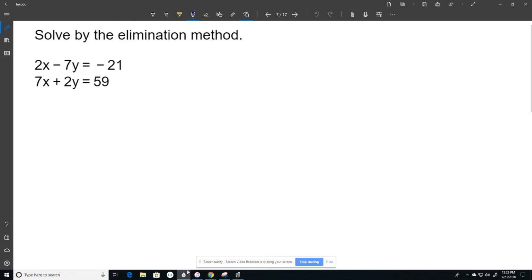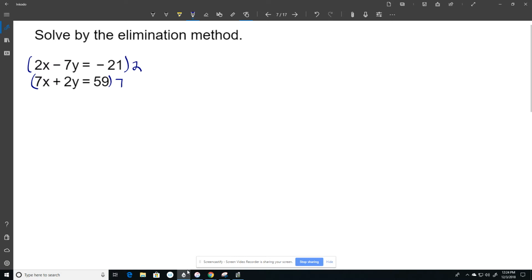All right, number 7. Solve by the elimination method. 2x minus 7y equals -21. 7x plus 2y equals 59. The problem with eliminating this time is that my x's don't match and my y's don't match. So in order to make them match, I've got to change the equations. I've got to multiply both of them in this case. So the top one, I'm going to multiply by 2. And the bottom one, I'm going to multiply by 7. Everything in that equation. I'm going to do that because I want to turn this into 14 and I want to turn this into 14. So when I add them together, they go away.